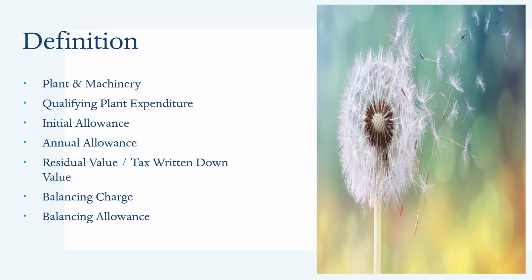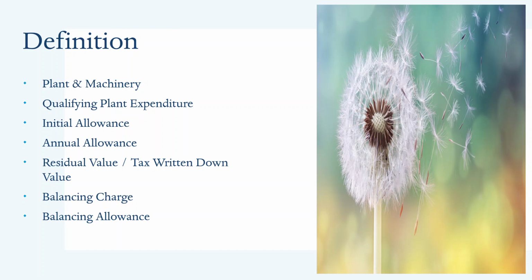Initial allowance is similar to the concept of depreciation you learn in accounting. So you have initial allowance, you have annual allowance. Initial allowance, as the word initial suggests, is only given in the first year of purchase. However, annual allowance is given every year.